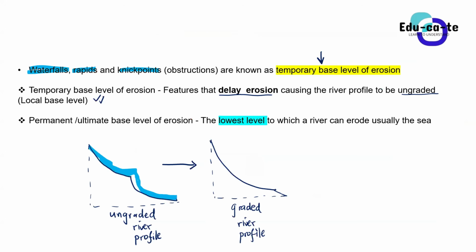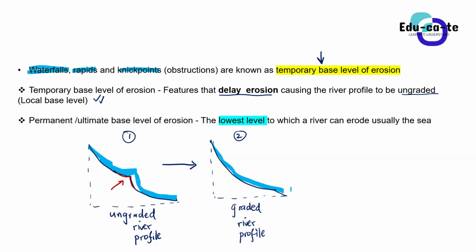Okay, so basically the temporary base level of erosion can be eroded if the river has enough power, such that your profile will now change from being an ungraded river profile to being a graded river profile. That simply means, in simple terms, that things such as nick points and rapids, all of those local base levels of erosion, are just going to be washed away by the river itself, such that you will end up having a smooth concave river profile, and then the river will just flow in a smooth path.